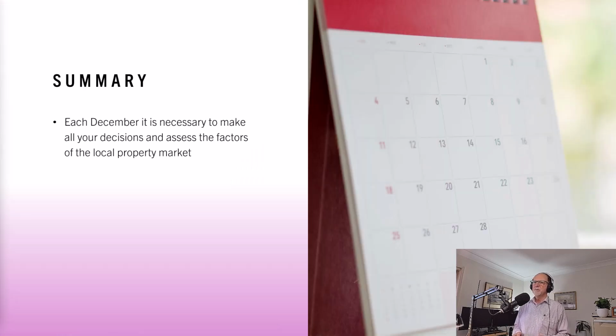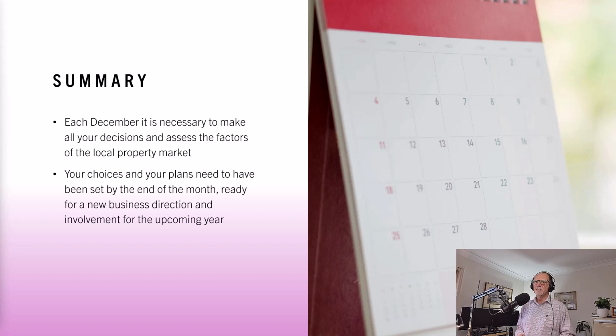So, in summary, each December, it's necessary to look at the decisions, directions, and activities for the coming year. December's a good time to do it, particularly after the 20th of the month when it's really quiet. So you look at what you're going to do over 12 months and then you build your system around that. Your choices and plans need to have been set by the end of the month so that you have a business direction into January. Take a holiday, take a break, but be ready for mid-January to start again with drive, direction, focus. The upcoming year is yours to get good results from.